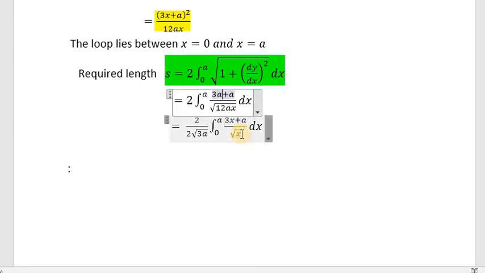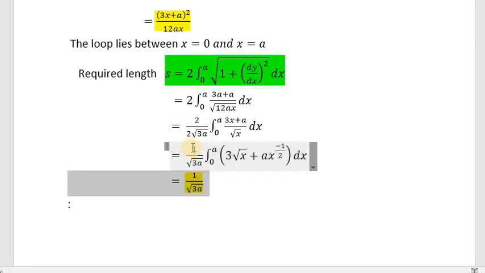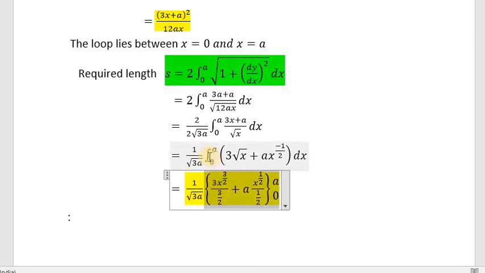So to integrate this one, let us split the numerator, that is 3x by root x, so that is 3 root x, plus a into x to the power of minus half, it is nothing but 1 by root x. So by simplifying this, we get 1 by root 3a into the integral of 3 root x plus a x to the power of minus half dx.